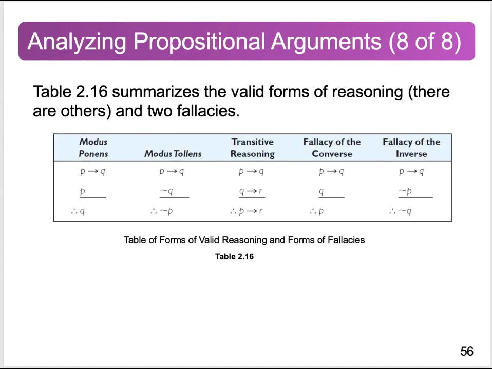So here we look at 5 forms that you might encounter. 3 of them are valid. Modus ponens, where you affirm the antecedent. The modus tollens, where you deny the consequent. And then this transitive reasoning. P implies Q, Q implies R, therefore P implies R. You kind of can cancel out that Q that's happening and go straight from P all the way to R.